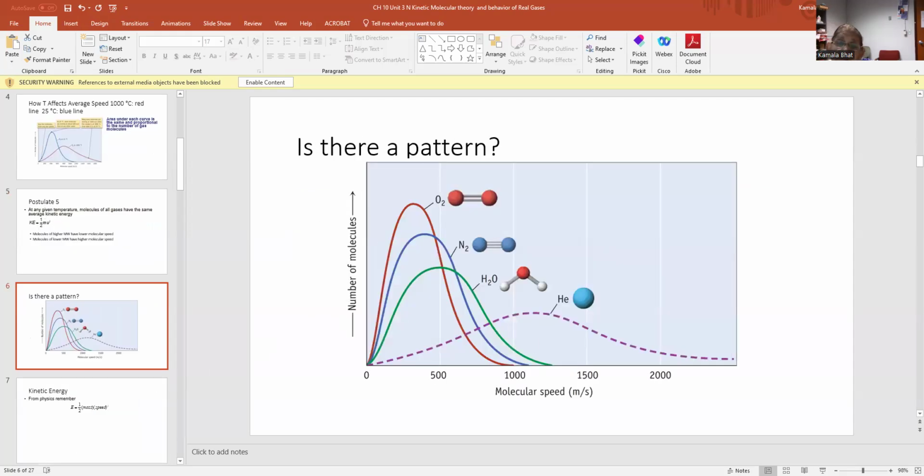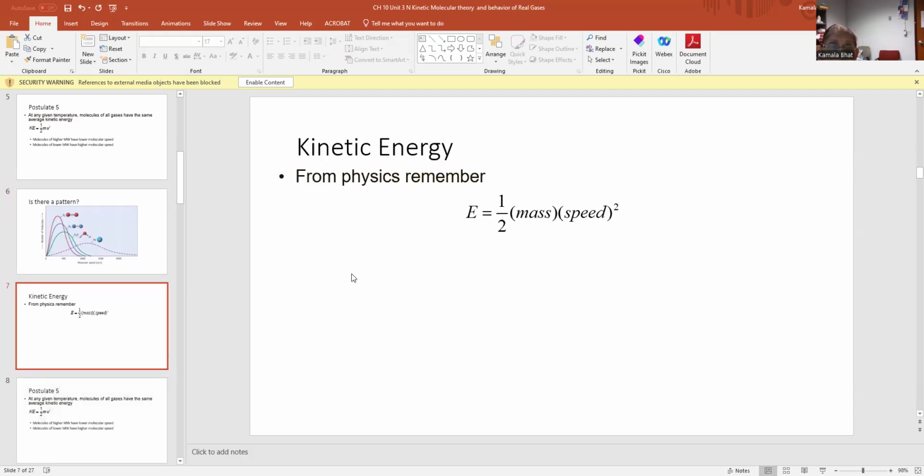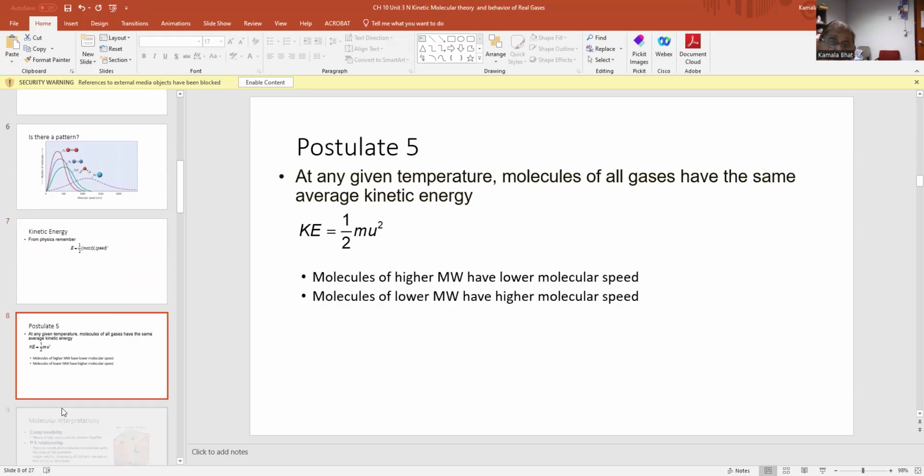So when we look at this for different molecules, you can see the speeds at different temperatures, as well as the number of molecules present at various temperatures. At the beginning, there are few molecules. Then you find that as the mass is heavier, you have more molecules at 25. And as you go to higher temperatures, the molecules spread. We remember from physics that kinetic energy is 1/2 the mass times the speed squared.